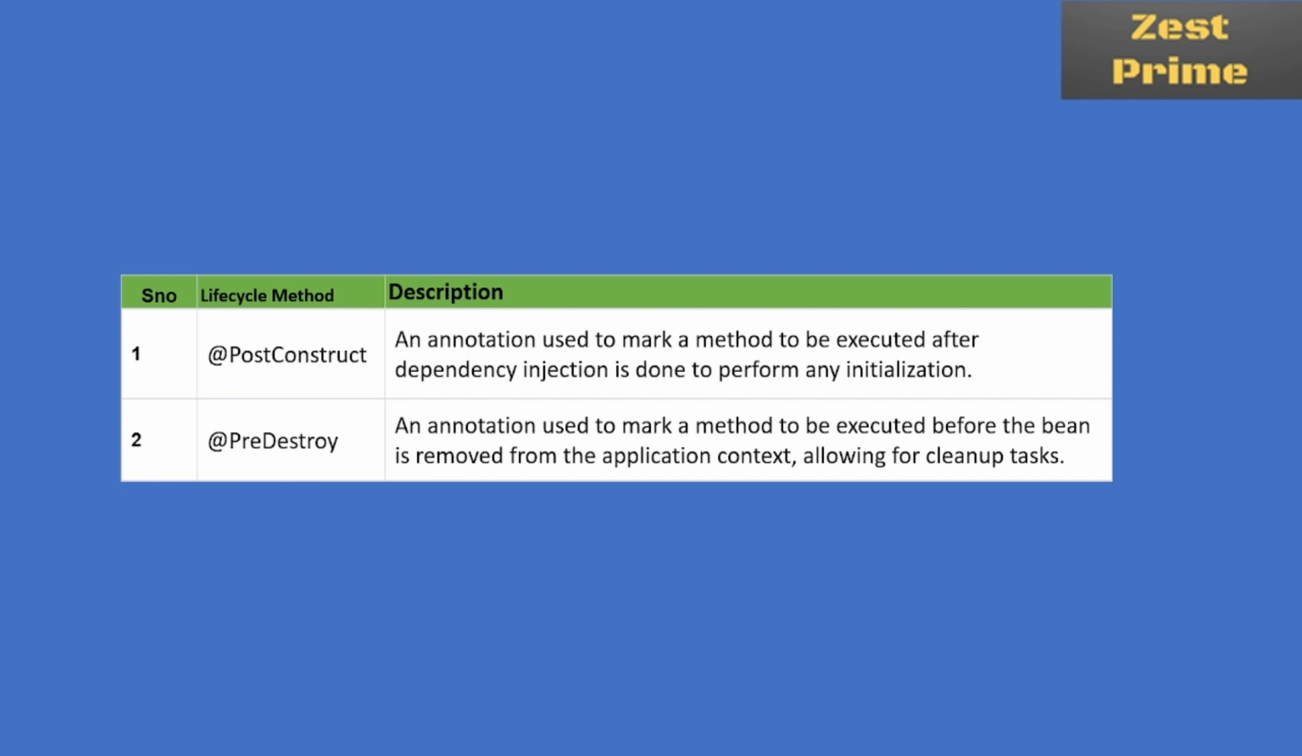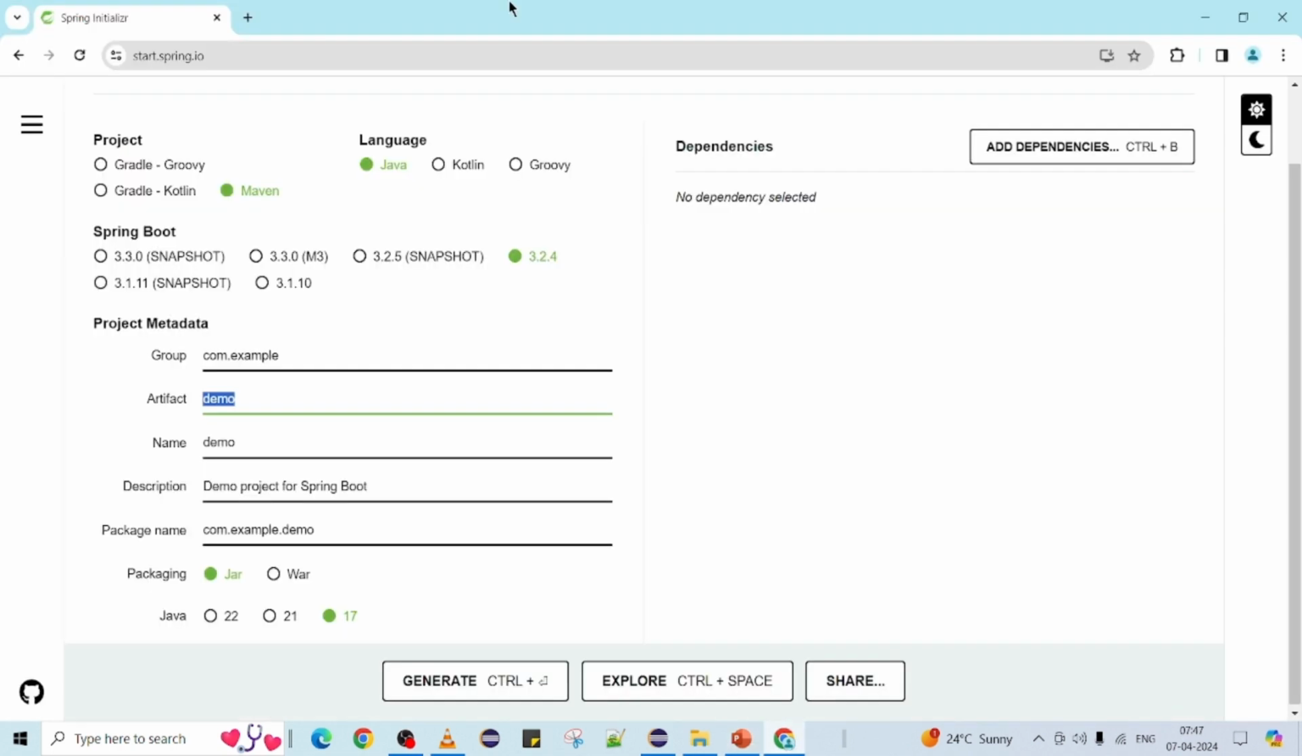We can understand this with a simple example, so let me create it. As usual in Spring Initializr, I am creating a simple Java Maven project with Spring 3.2.4, and let me give the artifact name Spring Boot method lifecycle. Let me give the group ID com.zest. This is my group ID and artifact ID, and let me give the package name as the same, com.zest.